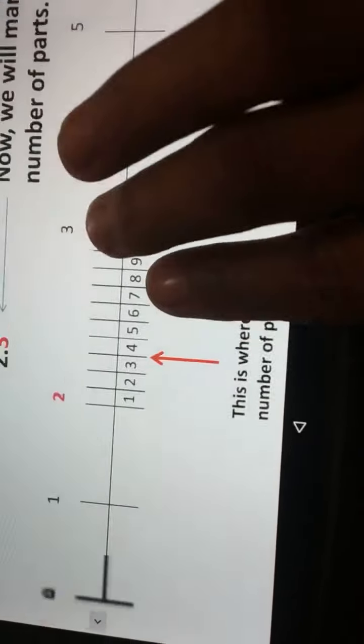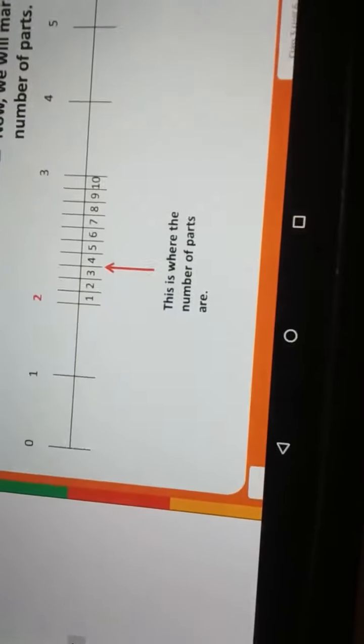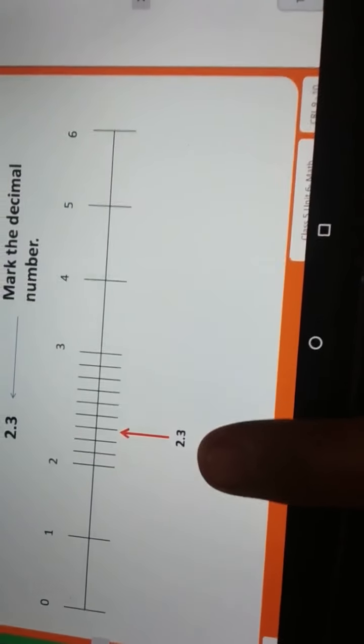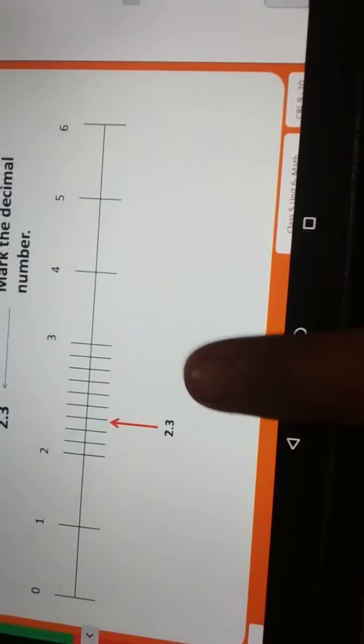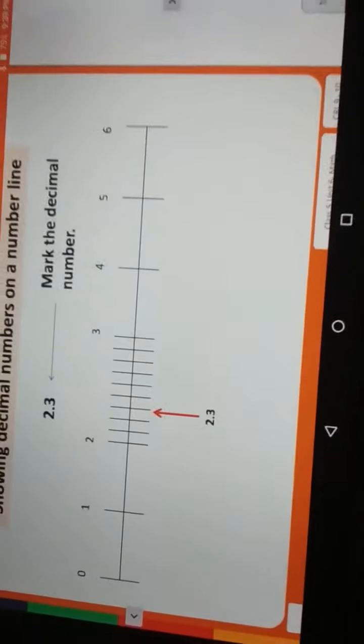Then number 3 is there. Now we will mark the number of parts. Which number is that? 3. This is where the number of parts is. Okay. Then what do we have to do? Here 2.3 is there. Mark the decimal number 2.3. Got it? Now look at this, everyone.